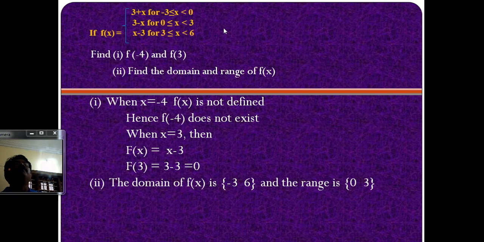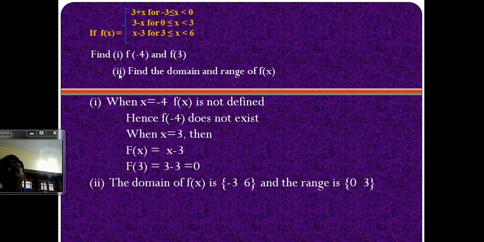Another question: find f of 2. Then which function will you consider? No doubt, this one, 3 minus x, because the value is in between 0 and 3. So if the x value is 2, you take this function. If the x value is minus 1, you will take the first function. Similar questions may be asked. So depending upon the value of x, you should choose the correct function from the available functions.